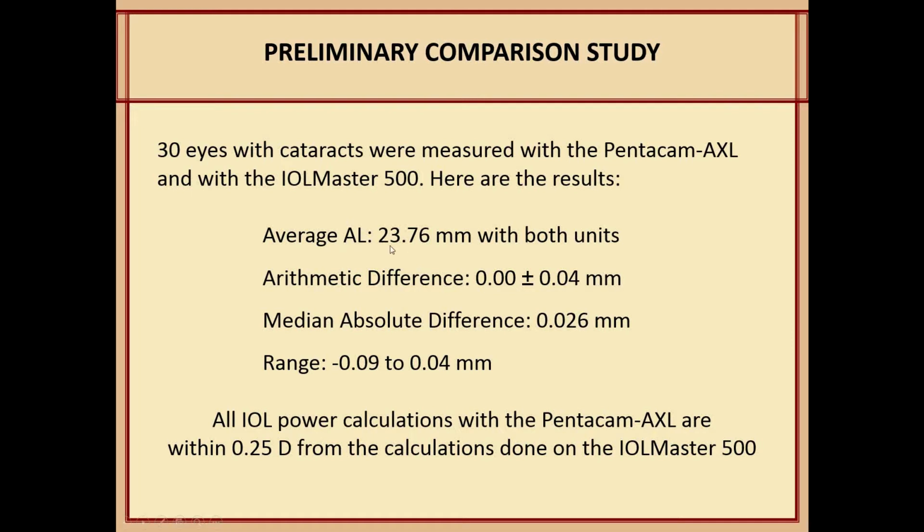The average axial length was 23.76 with both units. That means the arithmetic difference was 0, plus minus 0.04. I like to always look at the median absolute difference. And the median absolute difference was 0.026. And this is the range, minus 0.09 to 0.04, which is less than 1/10 of a millimeter.